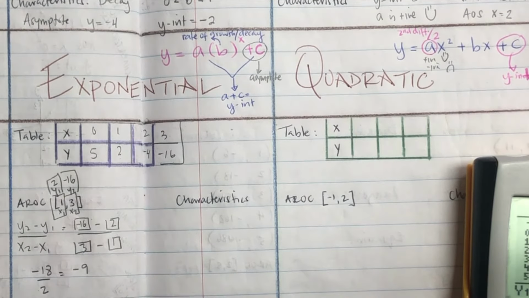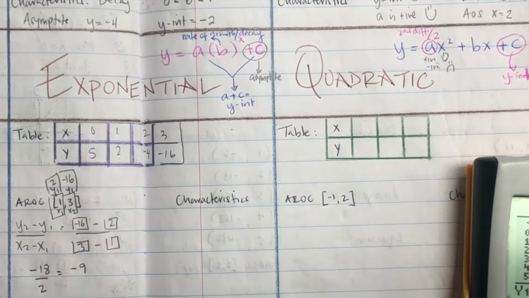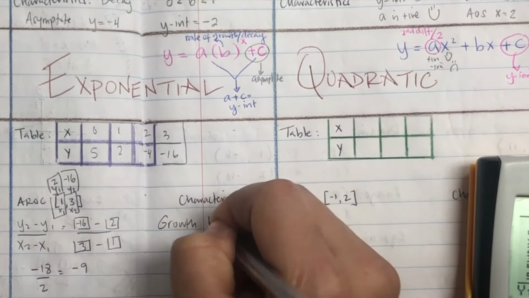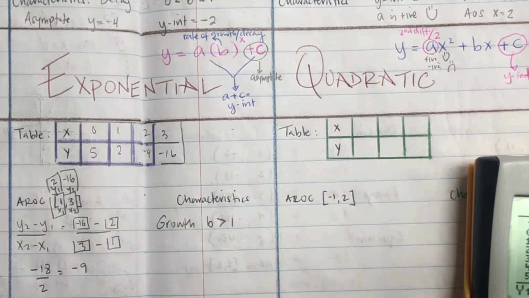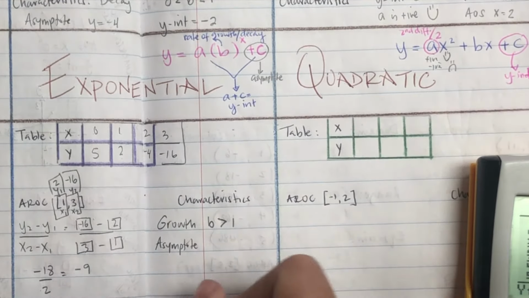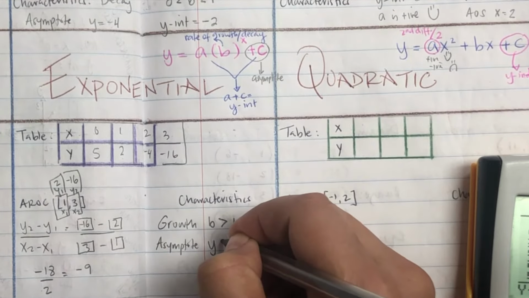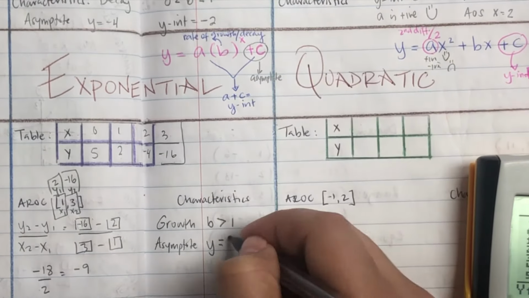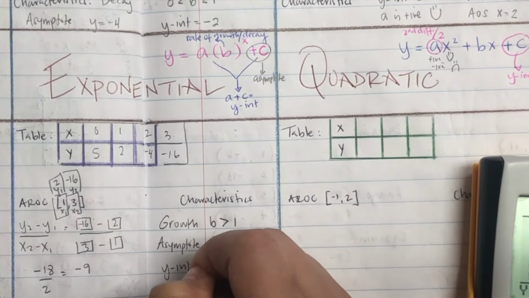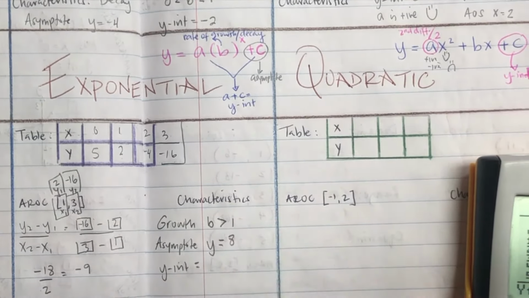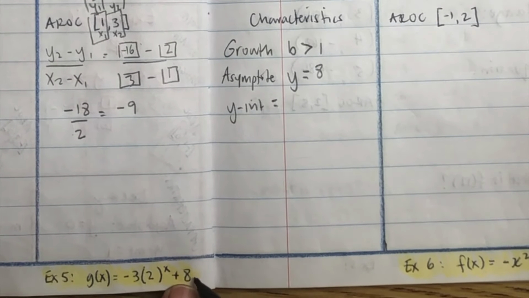What characteristics can you tell me? You can always tell me B, which is that growth or decay? It is growth. So growth, B is greater than 1. All right, you can tell me the asymptote. And remember, asymptote is always a line, like going horizontally, so it's always going to be y equals, and it's this number at the end, just the number at the end, so 8. And you can tell me the y-intercept, which is what crosses the y-axis, and that's always going to be this number plus this number, which is +5.